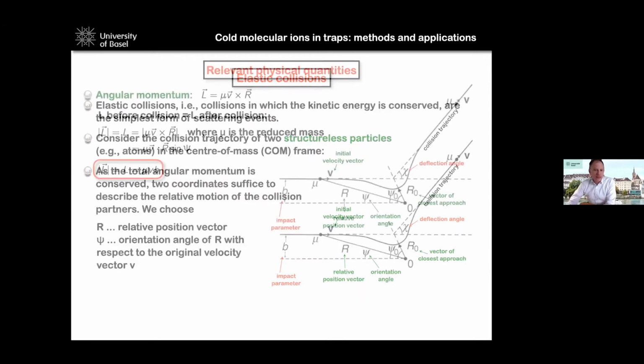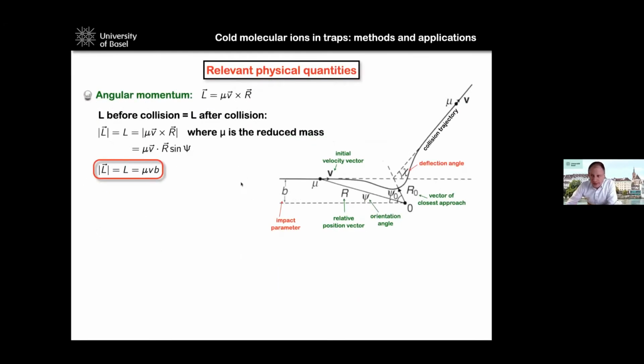Okay, now let's have a look at some salient physical quantities. One of them is, as usual, the angular momentum. And in classical mechanics, the angular momentum L, the vector, is defined as mu times v vector product with r. Mu is the reduced mass of the collision, v is the relative velocity vector, and r is the relative position vector. Now, if we want to calculate the magnitude of this angular momentum, then we have to calculate the magnitude of this vector product, and we can express this by this identity.